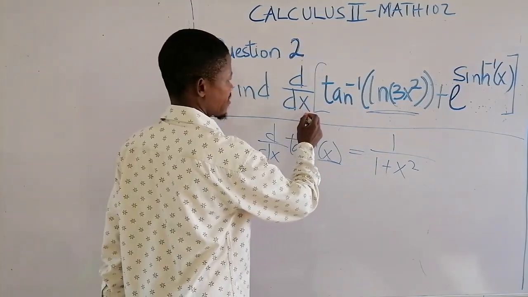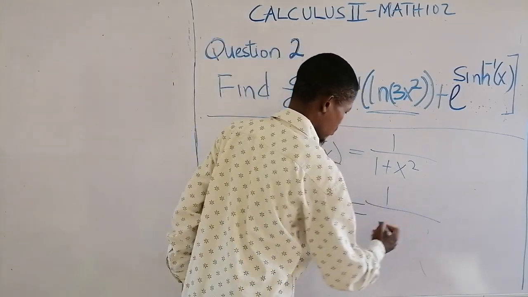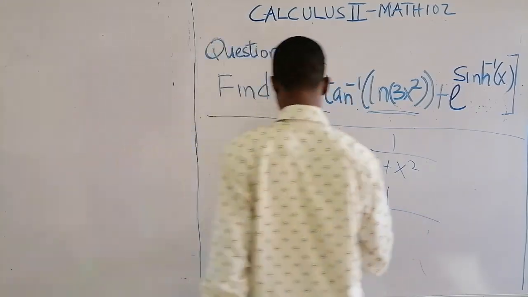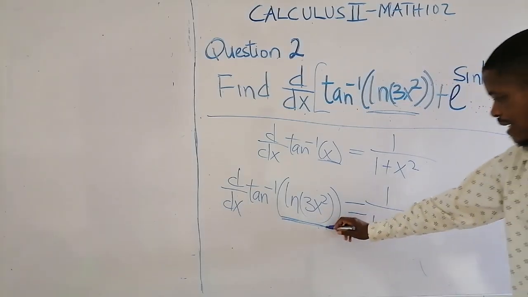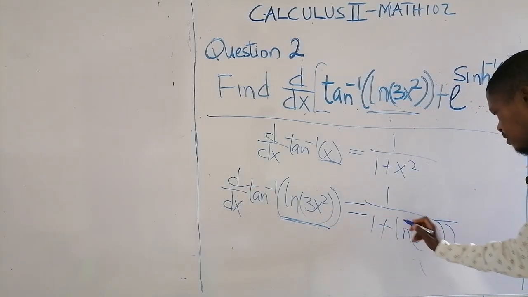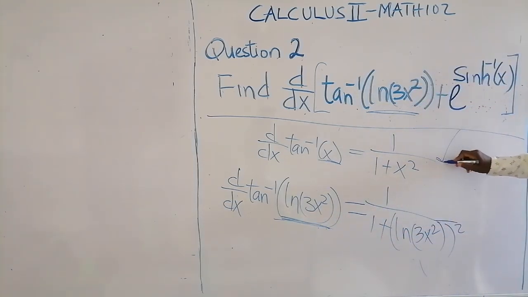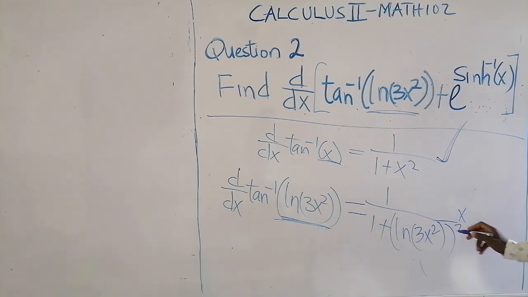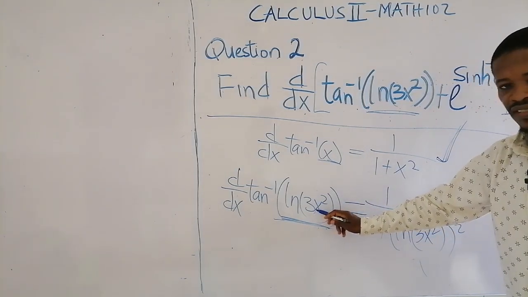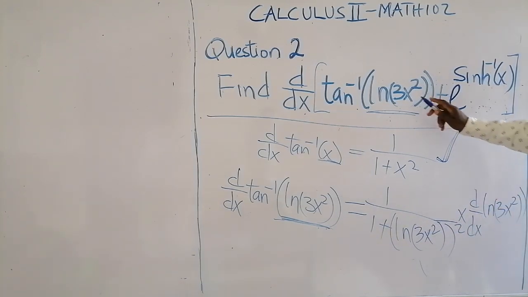So d/dx of this will equal 1 over 1 plus, this stands for x, so that will be ln 3x squared, then you square that, applying the general inverse tangent rule. And don't forget, times the derivative of this ln, that is, d/dx of ln 3x squared. So that's that for this.